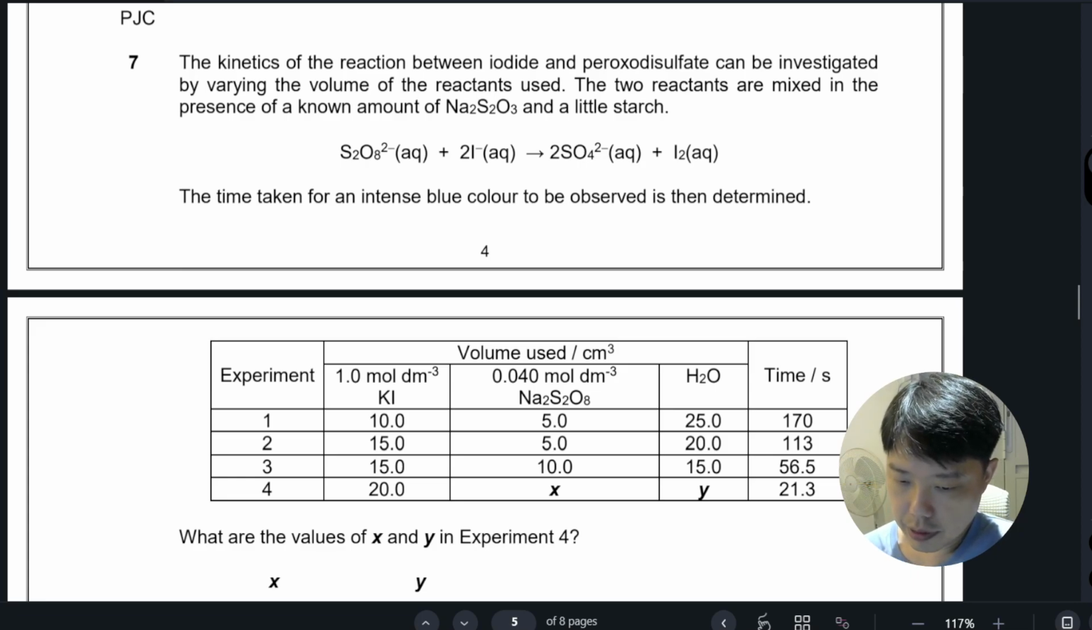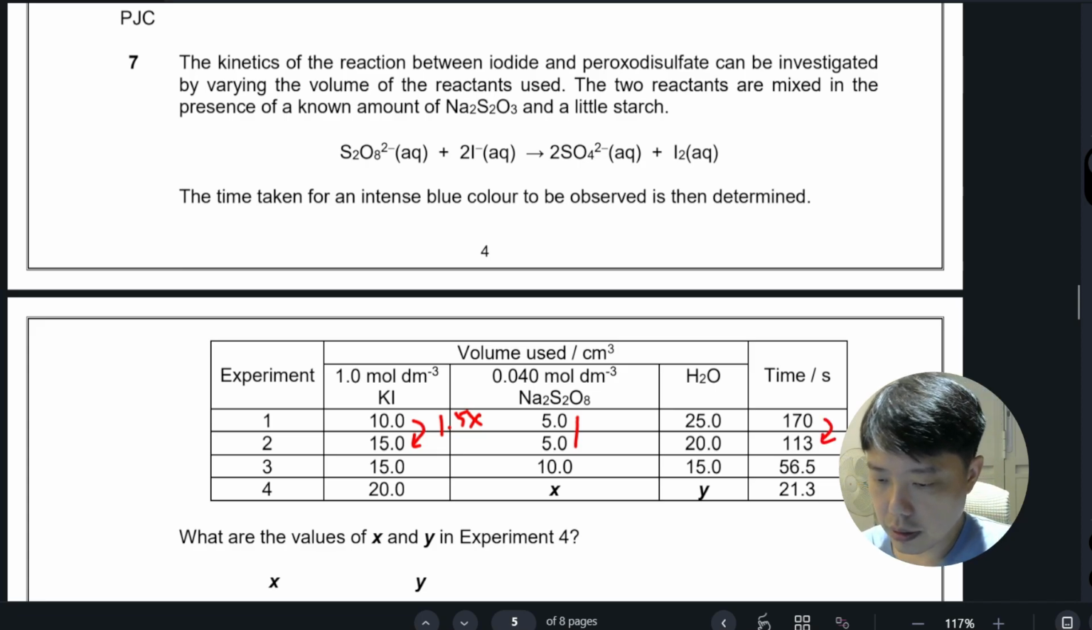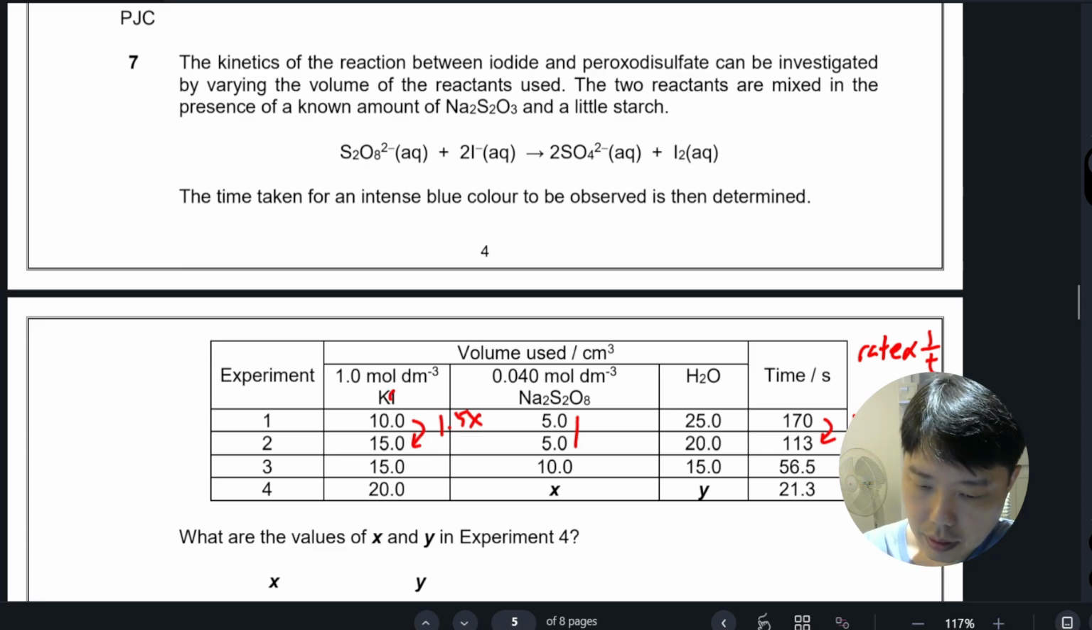So if we do a comparison between experiment 1 and 2, right? Peroxydisulfate is kept constant. When the concentration of I minus is increased by 1.5 times, the rate also increased by about 1.5 times. Okay, because the rate is inversely proportional to the time. So the time taken, if it drops by 1.5 times thereabouts, the rate is increased by 1.5 times. Okay, so order with respect to I minus is first order.